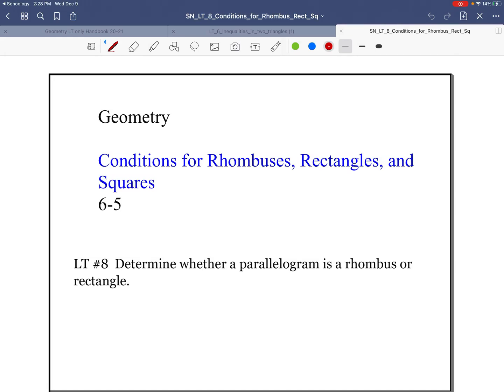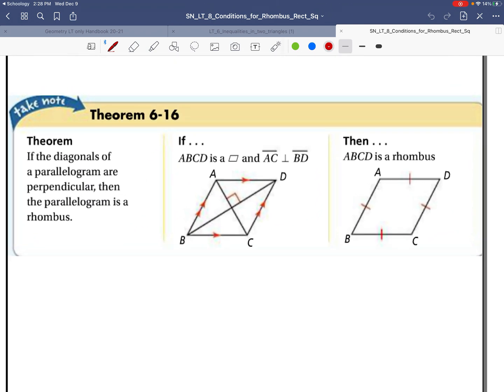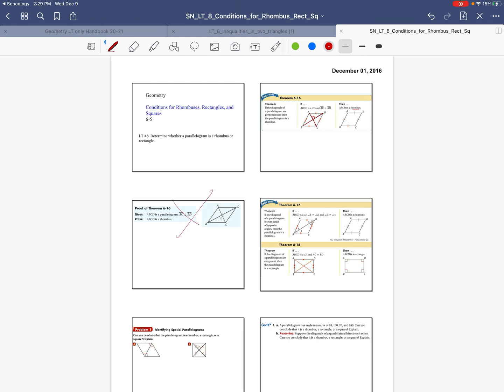Hello, this movie is for Unit 6, Learning Target 8, Conditions for Rhombuses, Rectangles, and Squares. Our first theorem: if the diagonals of a parallelogram are perpendicular, then the parallelogram is a rhombus. So if we know it's a parallelogram and the diagonals are perpendicular, then we can say it's a rhombus. We can conclude all four sides are congruent. We're going to cross out that proof.